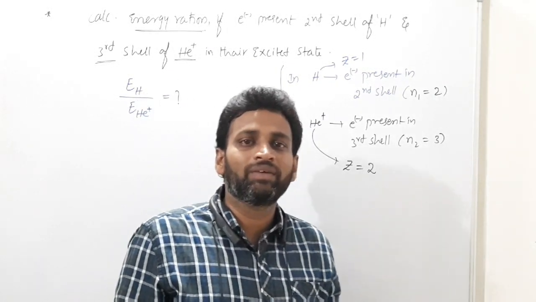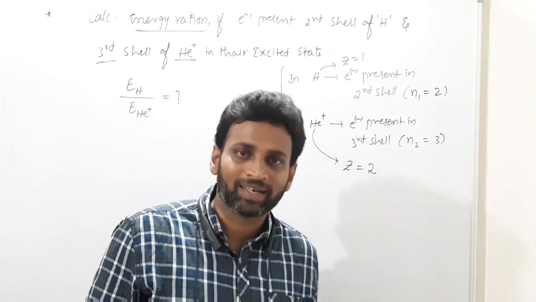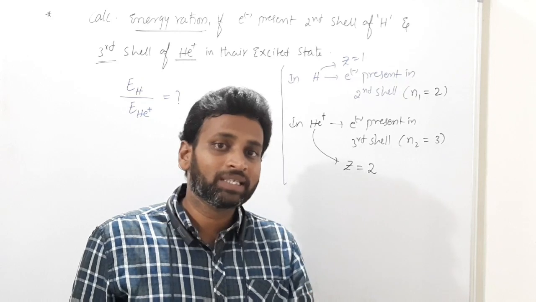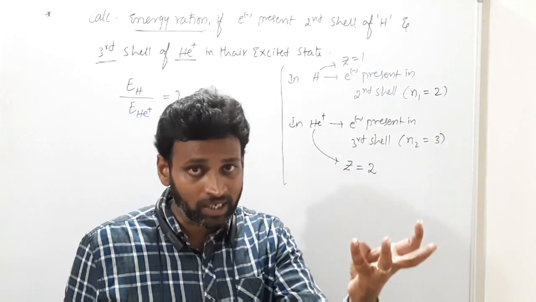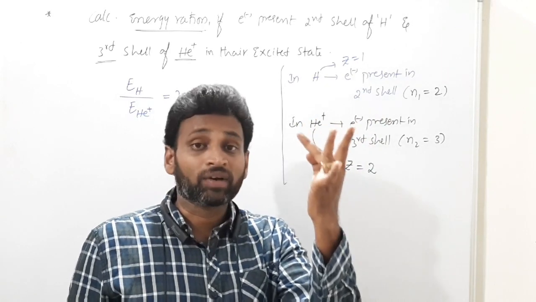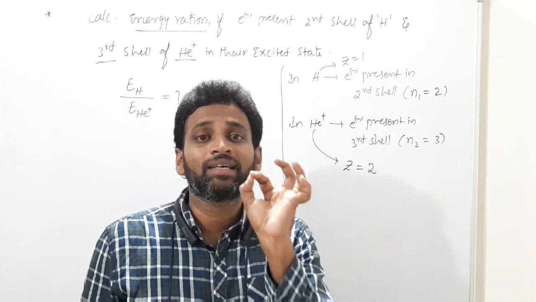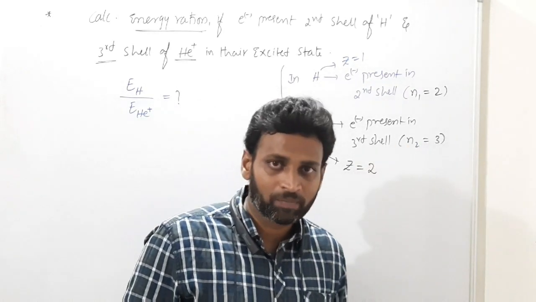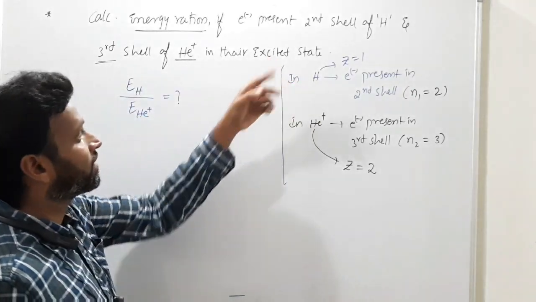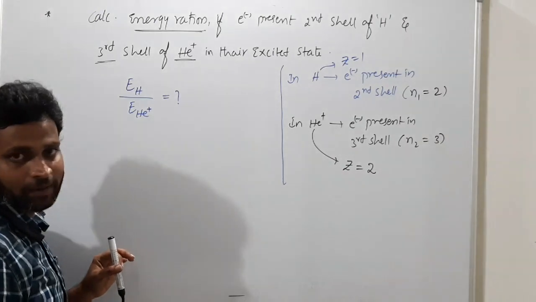Because there ionization potential was given. Ionization potential means from the ground state only. So for hydrogen, He+ and Li2+, I considered the ground state, that is n equals 1, in our previous numerical. But in this numerical, they give an excited state. That's why we are taking different n values.